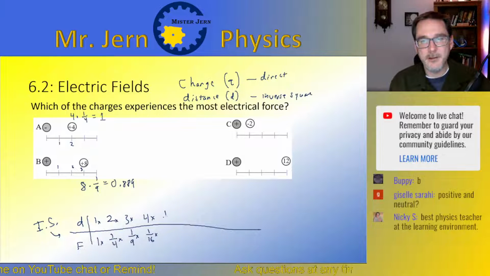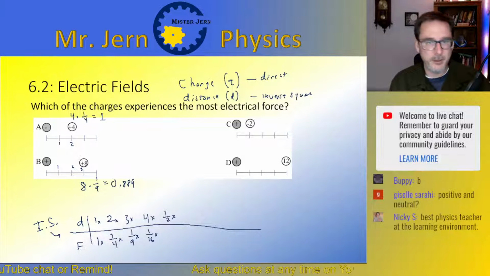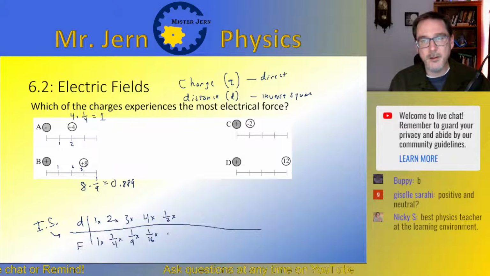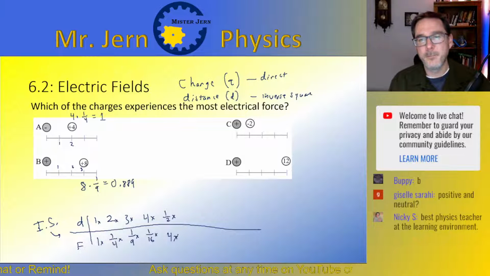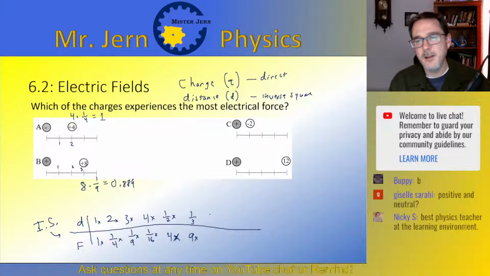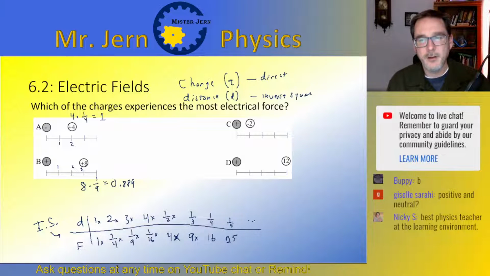The flip side of that is half the distance. Half times the distance will result in, flip that over, the inverse of half is 2. 2 squared is 4 times the force. That's supposed to be an x. 1/3 of the distance, flip that over, becomes 3 over 1, becomes 9 times the force, and so on. So 1/4 becomes 16, 1/5 becomes 25, dot, dot, dot.